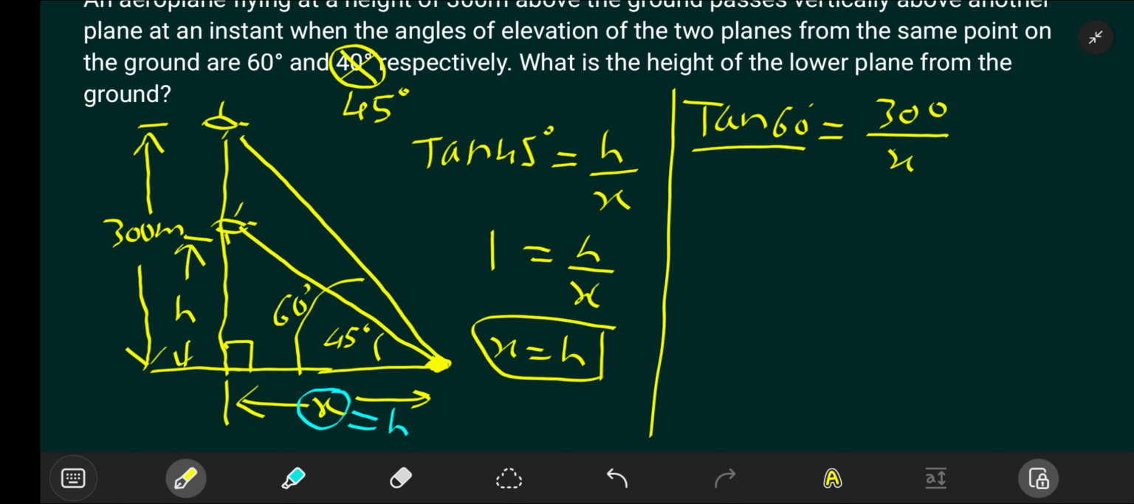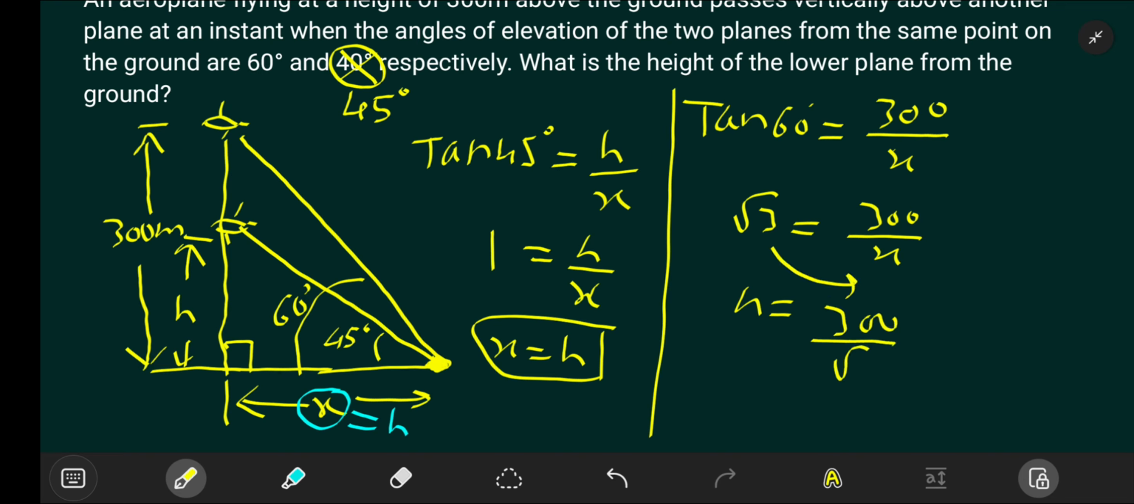Now tan 60 degrees is, sorry, root 3. Tan 60 degrees is equal to root 3, that is equal to 300 by x. Taking x to the left hand side, we know x is equal to h, so directly I write h, and root 3 to the right hand side, that is 300 divided by root 3.